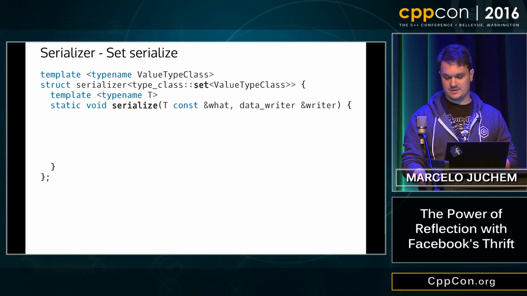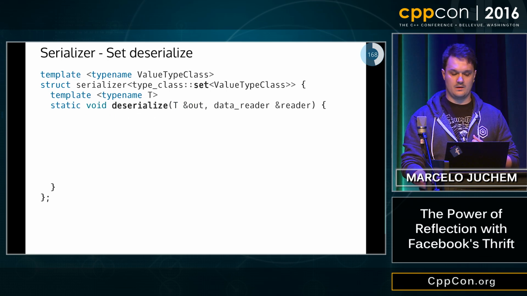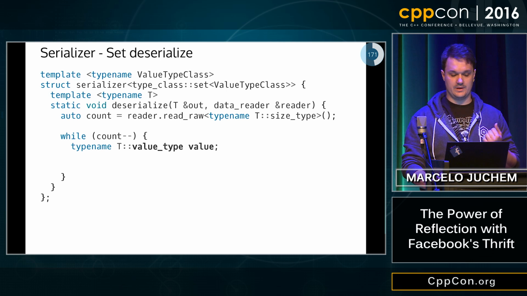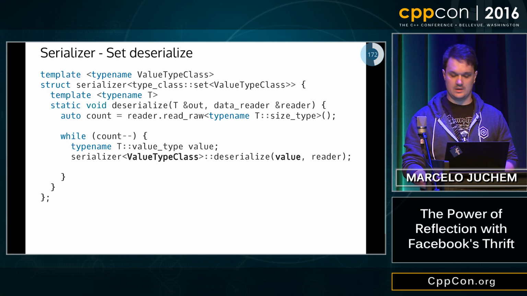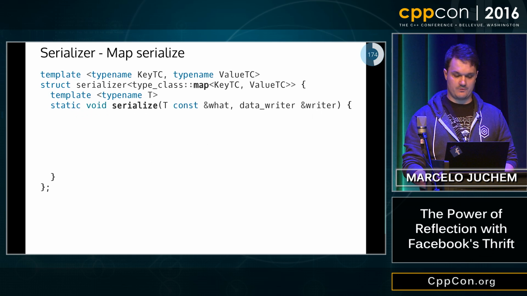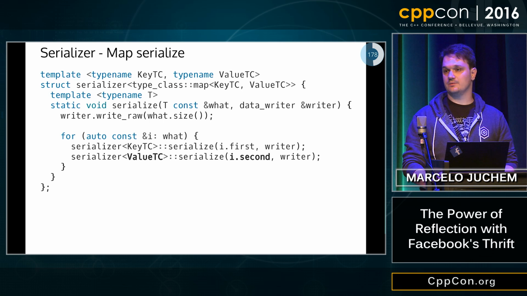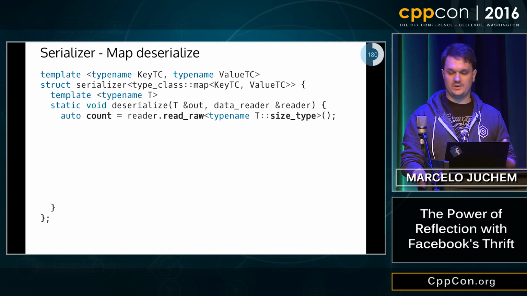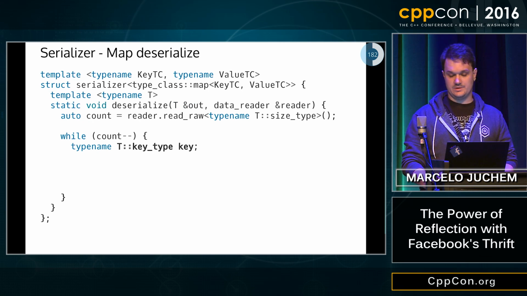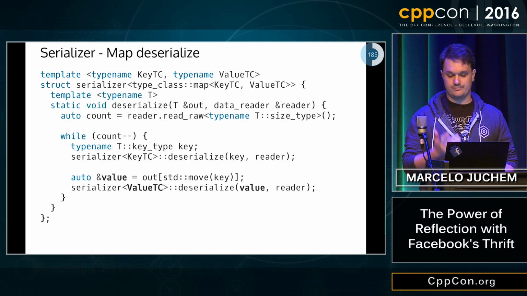And for sets, it's pretty much the same thing. Write the size, iterate, serialize, read the size, iterate, serialize into a local element, and then you place that into the set. For maps, also the same thing. Write the size, iterate, write the key, write the value. Read the size, iterate, deserialize the key into a local object, create the element in the map, moving the key in there, and just deserialize into it.